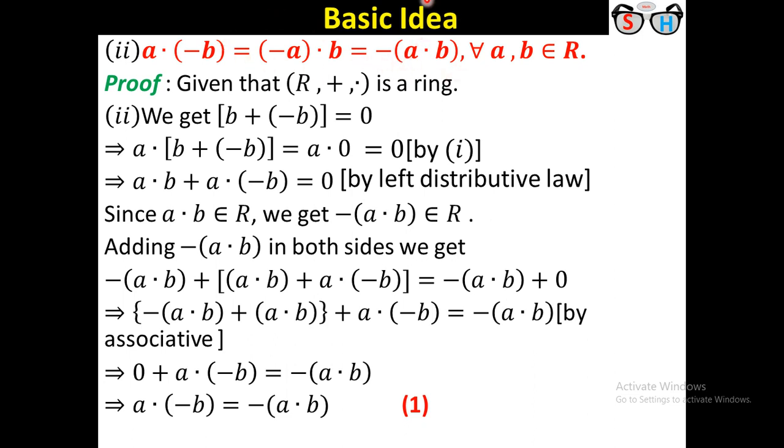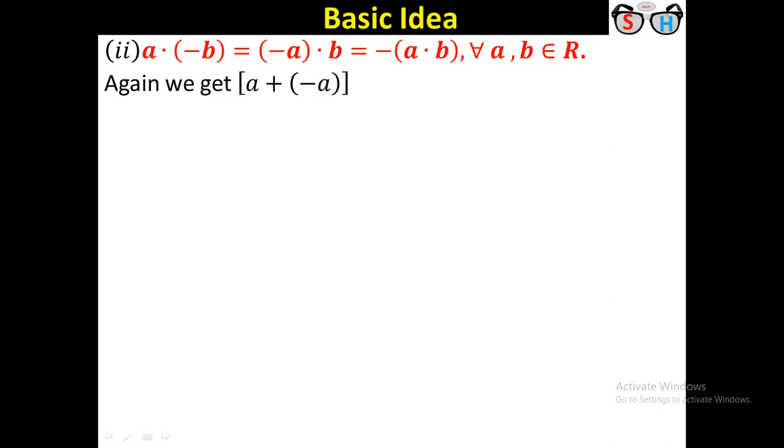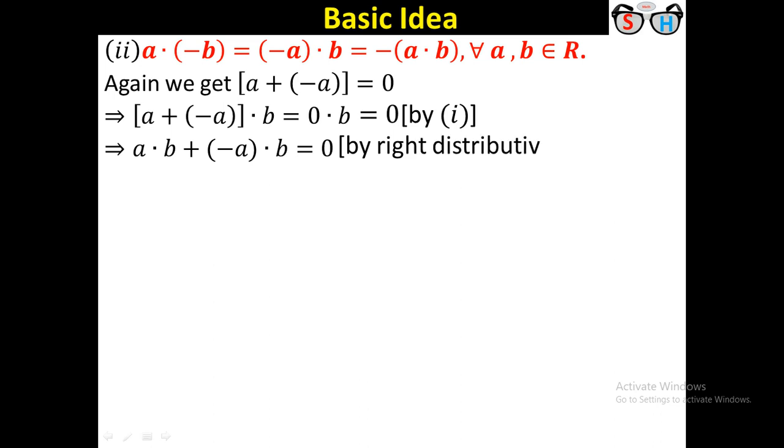Now you have to prove that portion, that (−a)·b = −(a·b). For that purpose we consider that relation. We have a + (−a) = 0. Now we take the dot product, multiplication by b on both sides, because here b is on the right-hand side of −a. Again this will be 0·b = 0, again this will be a·b + (−a)·b, because of the right distributive law. This occurs by the right distributive law.